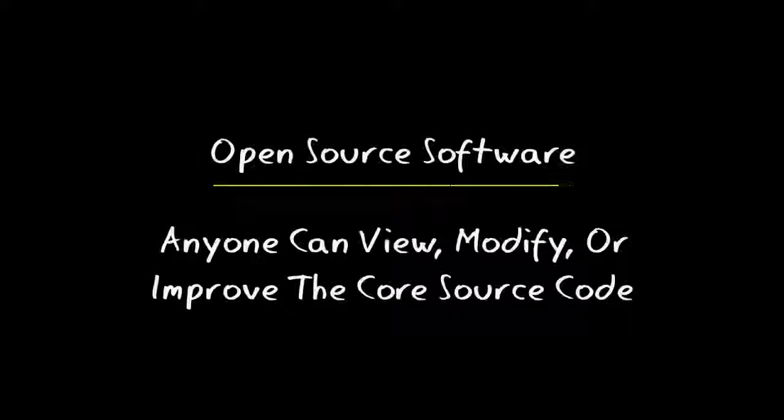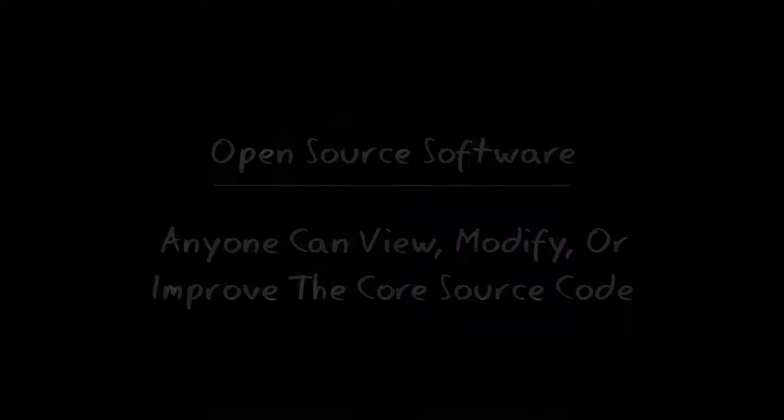So, open source software is essentially open. Anyone can view, modify, or improve the core source code. Now, if you're wondering what source code is, it's simply what creates the software. But as users, we don't see it, we just see the front end.